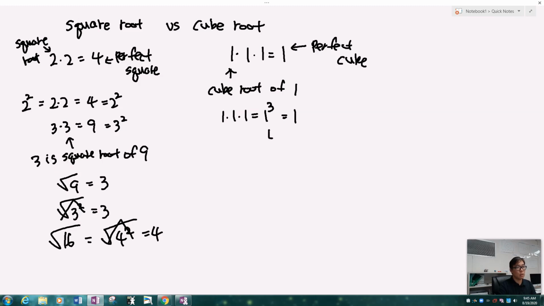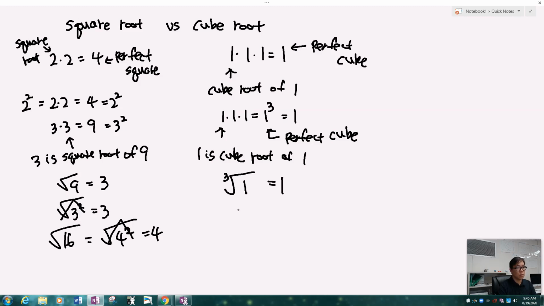So again, that is a perfect cube. And this one is 1. This one is the cube root of 1. Instead of writing in English, we can write: cube root of 1 is 1. The reason is 1 times 1 times 1 is 1 to the third power, and the cube root of 1 to the third power is 1, because cube and cube root cancel out. Notice there's a little 3. That means it's a cube root.